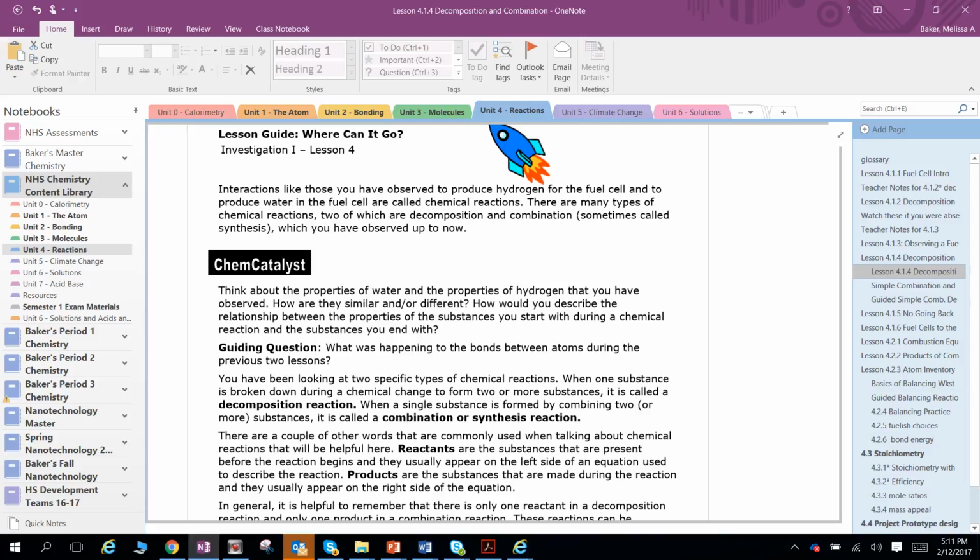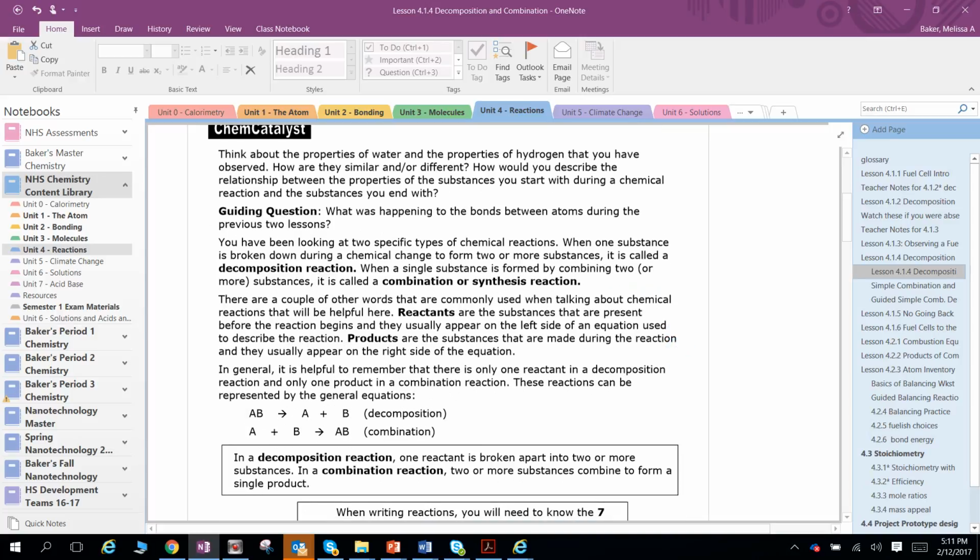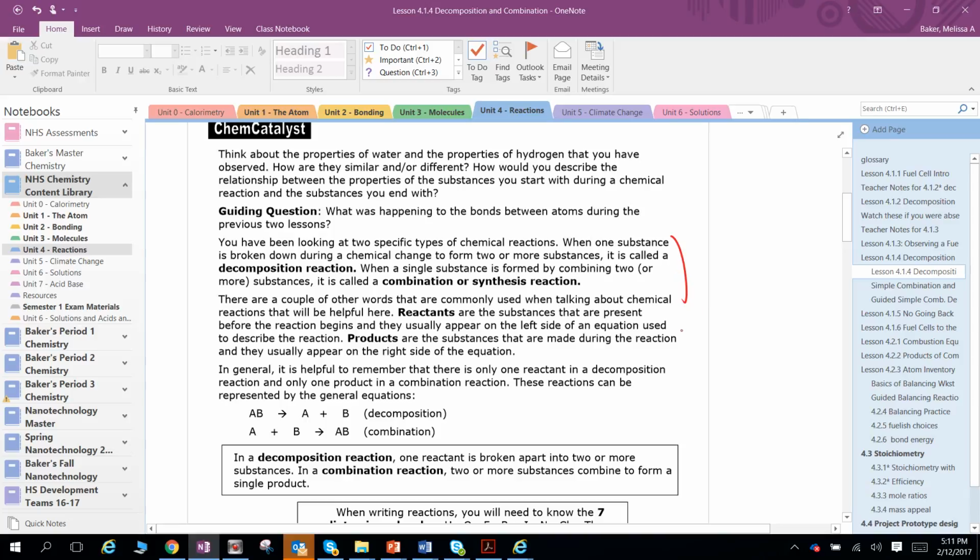we've already seen as. So it says, first, we've been looking at 2 types of chemical reactions. When one substance is broken down during a chemical change to form 2 or more substances, it is called decomposition. When a single substance is formed by combining 2 or more substances, it's called combination or synthesis reaction.